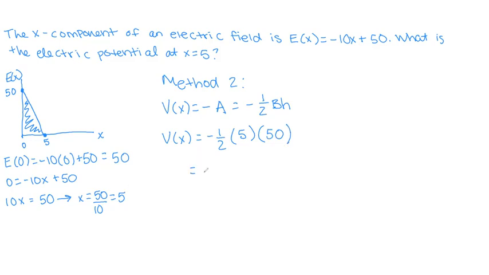Okay, so then 5 times 50, we'll just do this step by step so that we can see how this works. 1/2 of 250. And then negative 1/2 times 250 is negative 125. So you will see that that is exactly the same answer as we got from integration, which is exactly what we want. So I would use this method if on an exam it ever asks for you to find the electric potential by integration. You can use this method to check really, really quickly.